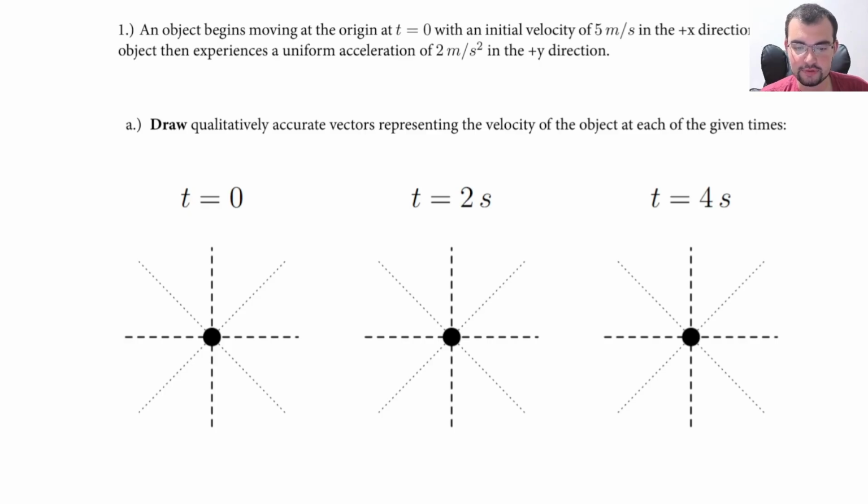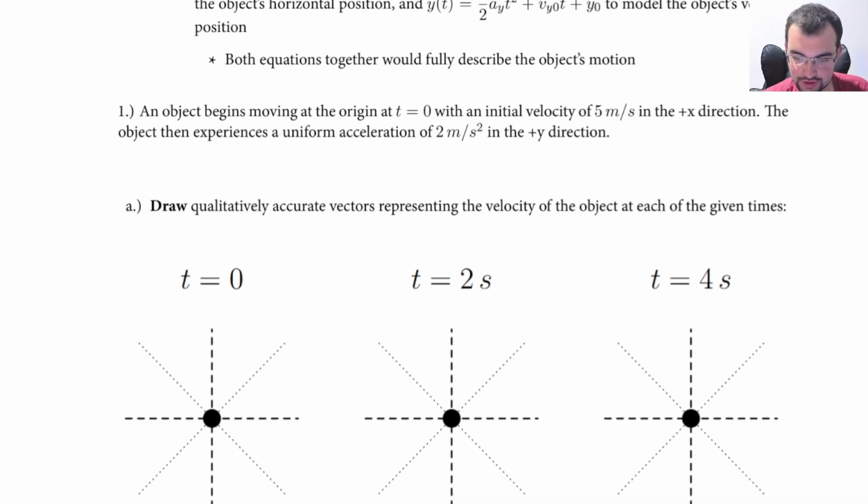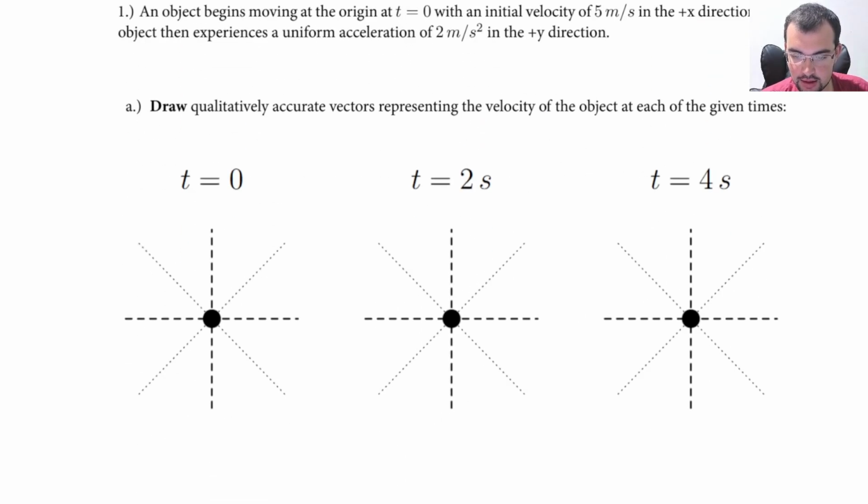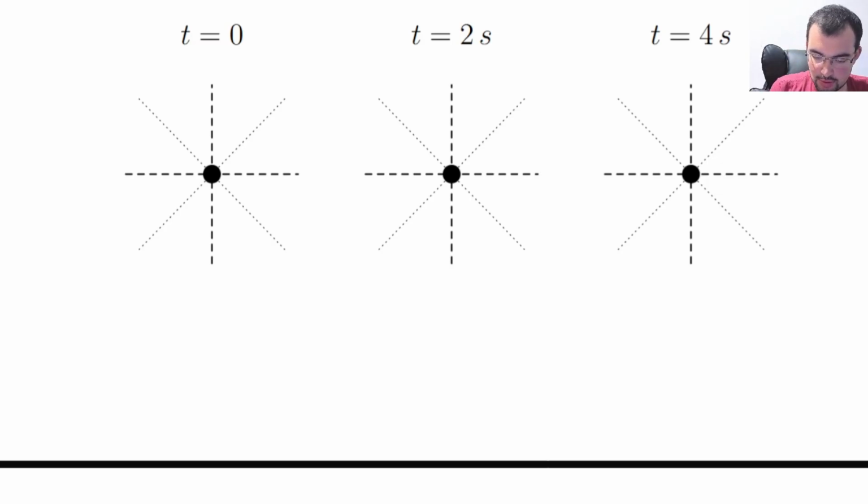So an object begins moving at the origin, meaning 0, 0, at t equals 0. It has an initial velocity of 5 meters per second in the x direction. The object then experiences a uniform acceleration of 2 meters per second squared in the y direction. So, initially, the motion of this object is described with an initial velocity of 5 meters per second, and then there's a uniform acceleration of 2 meters per second squared.